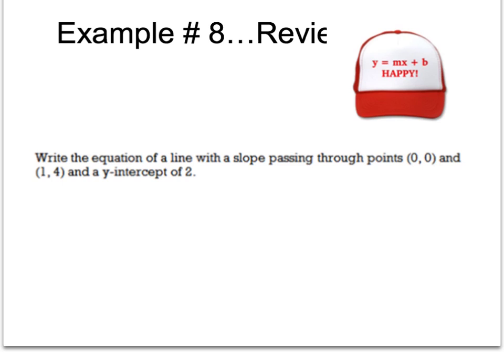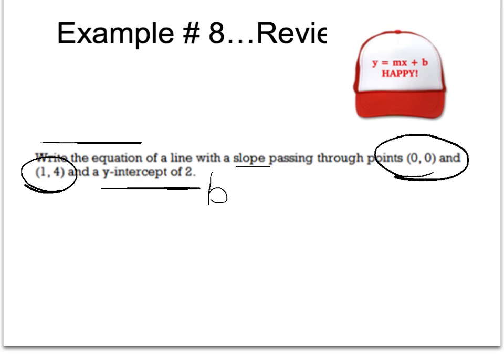For example number 8, let's add one more step to what we have been doing so far. We just keep building off of everything on a daily basis and adding an extra step or going backwards and doing it the opposite way to get from a graph to an equation, or we start with an equation and we graph it. So right here we're going to write the equation of a line with a slope but they don't give us the slope. They give us the 2 points in order to find the slope. They do give us the y-intercept. So we know that the value for b is positive 2.